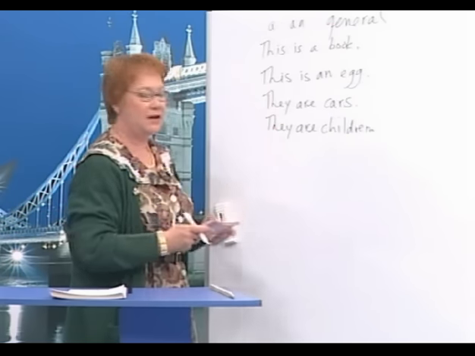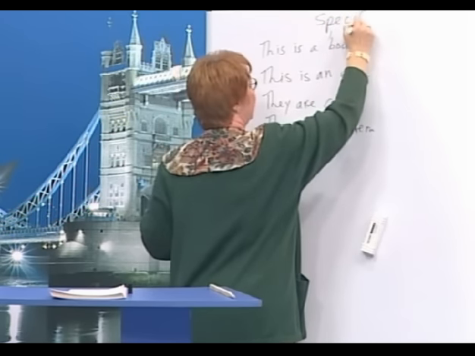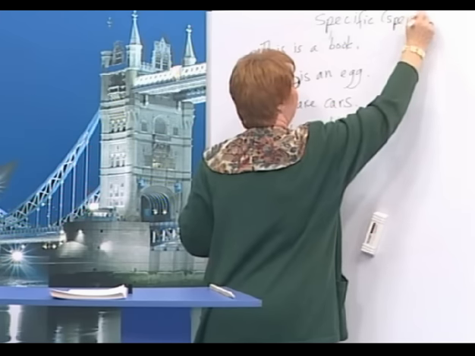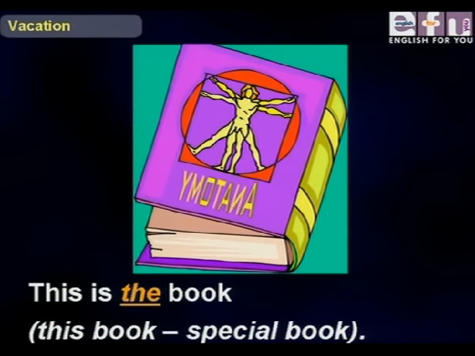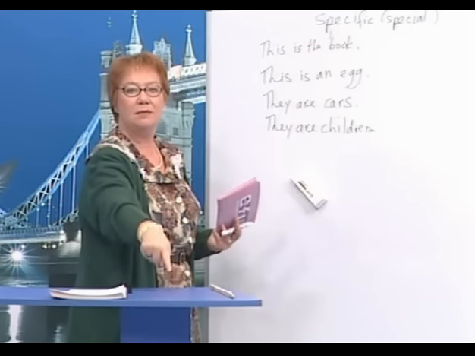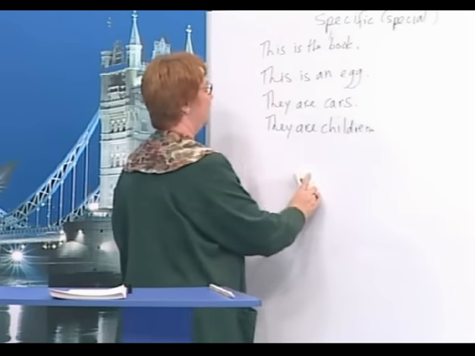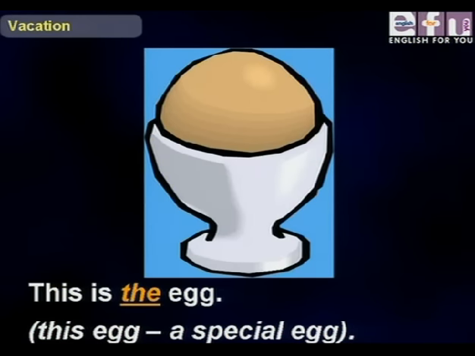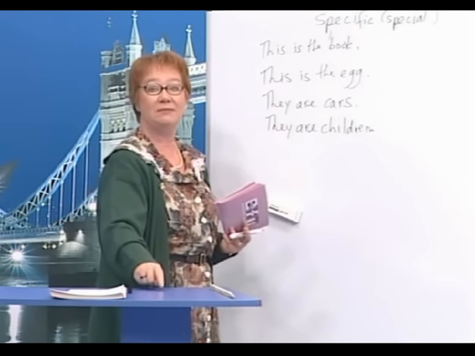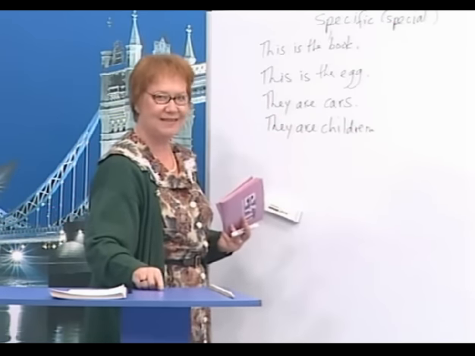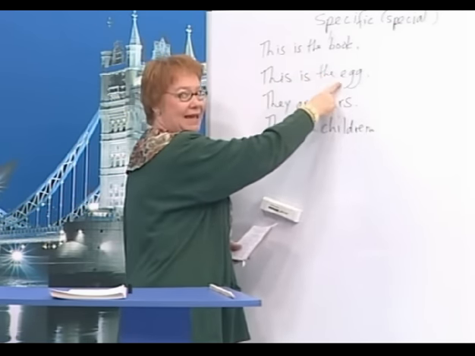Now, if we talk about specific, then these change. If we get specific or special, then we change. We can say, this is the book. This is the book I want. This book is special. Okay? This is the egg. This is the egg I want to eat. This is a special egg. This is my egg. Okay? This is the egg. Notice how we change the sound a little bit. The egg. The book, the egg.